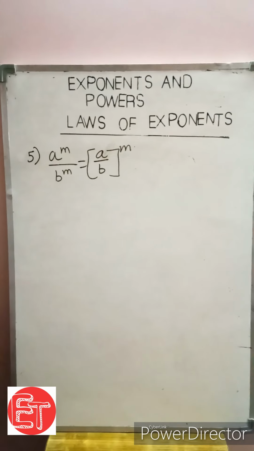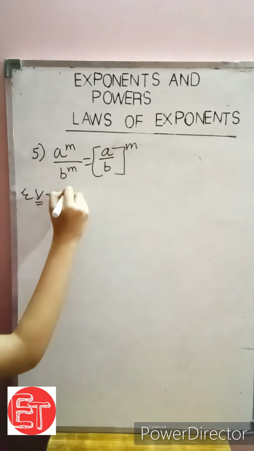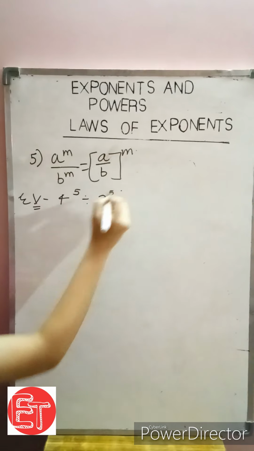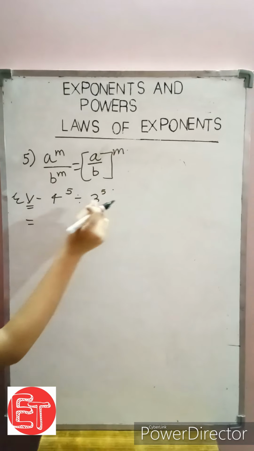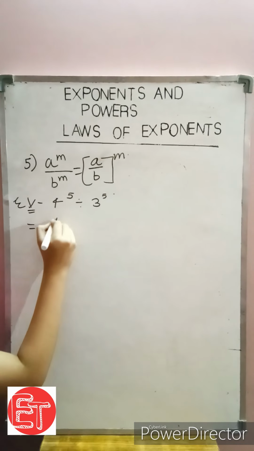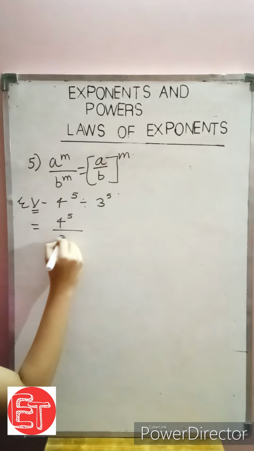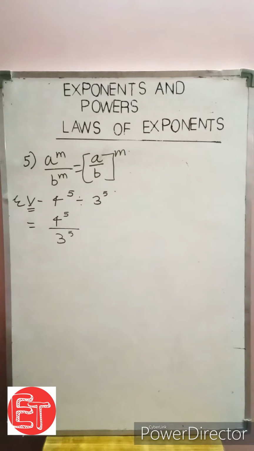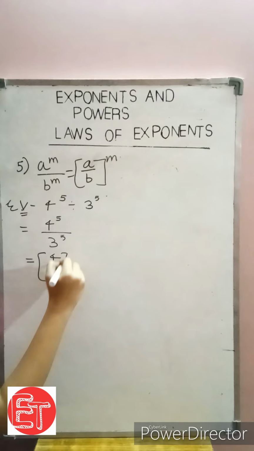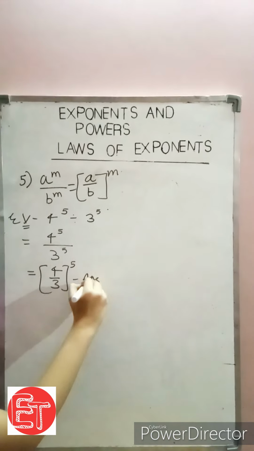Let's understand this law with the help of an example. 4 raised to the power 5 divided by 3 raised to the power 5. See here, our bases are not same, but our powers are same. So, what we will do? First of all, we will write 4 raised to the power 5 upon 3 raised to the power 5. Now, as per this law, we get 4 upon 3 bracket raised to the power 5. So, this is your answer.